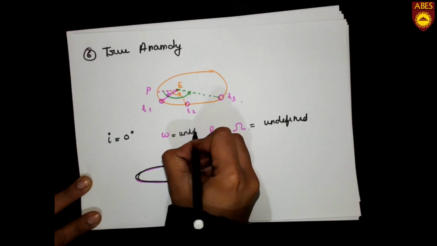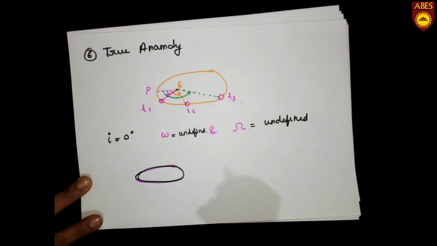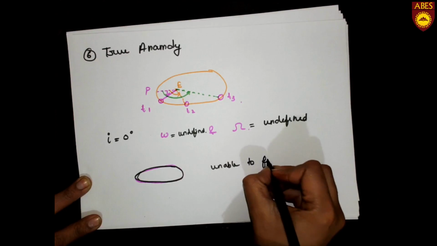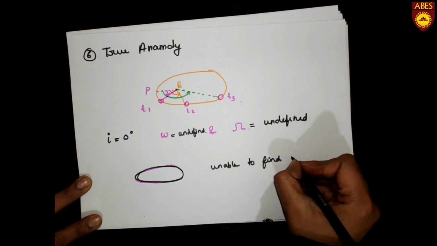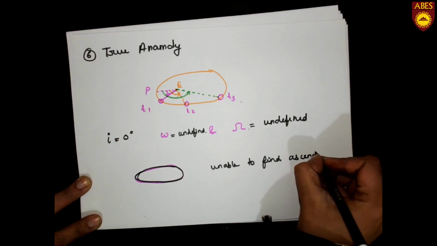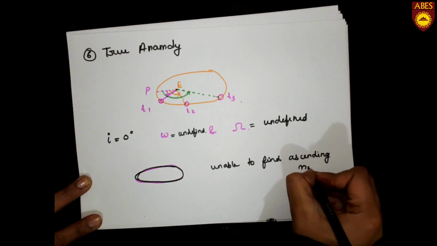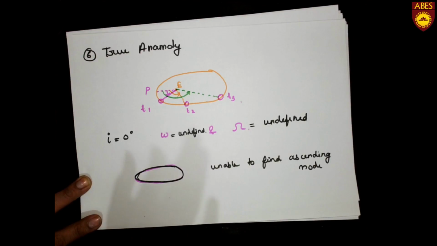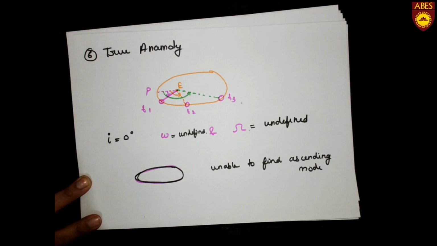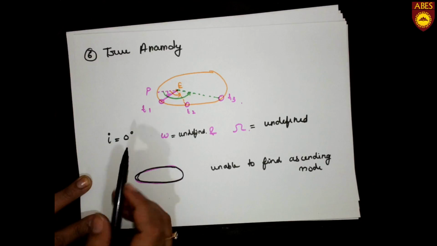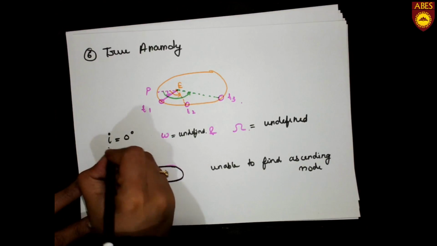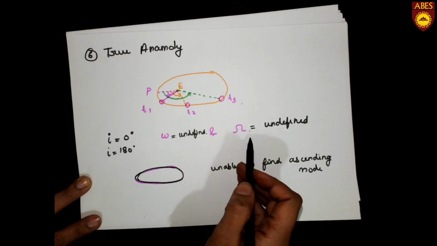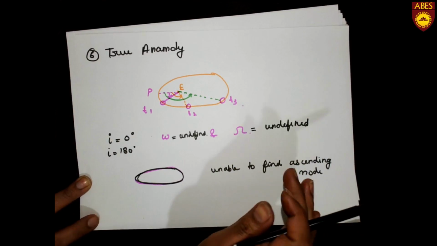Why is it undefined? The reason is very obvious, that we are unable to find the ascending node, because there is no cut point between the orbit and the equator. So that is why we say that when i equals 0 or it is 180 degrees, then omega is undefined and capital Omega is also undefined.